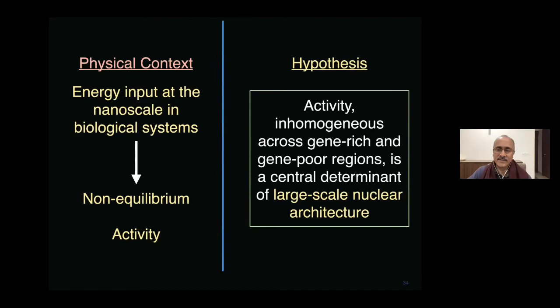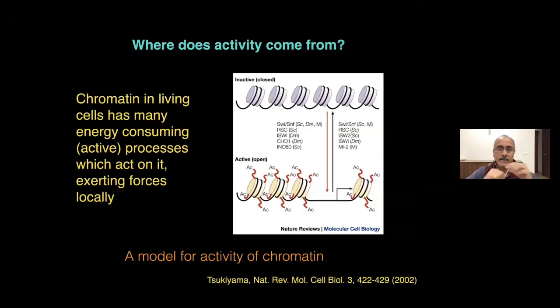Okay, so that's our hypothesis. There is activity that is responsible for all of this interesting behavior. And now we want to try to quantify that. First of all, where does activity come from in this context? The answer is that when you take chromatin in living cells, there are many, many energy consuming processes that act upon it. And all of these processes typically will involve putting some force on some local part of the chromatin.